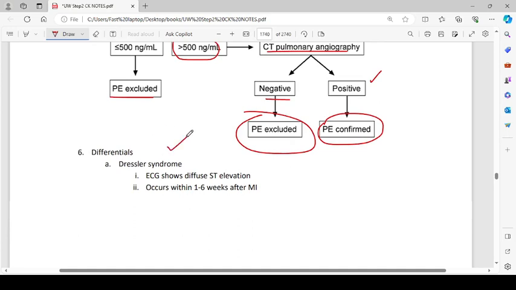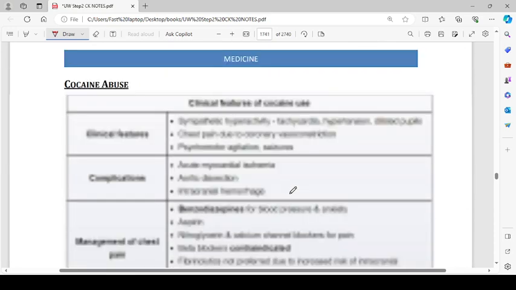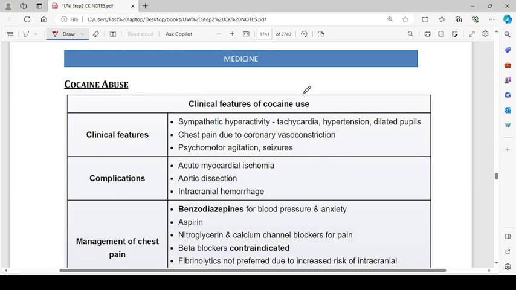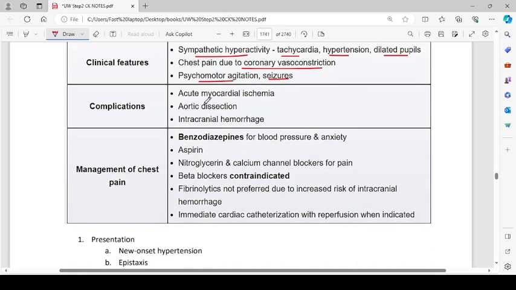Differentials include Dressler syndrome. ECG shows diffuse ST elevation and occurs within 1 to 6 weeks after the MI. Cocaine abuse. The clinical features of cocaine use include sympathetic hyperactivity, tachycardia, hypertension, and dilated pupils, chest pain due to coronary vasoconstriction, psychomotor agitation, and seizures. The complications include acute myocardial infarction, aortic dissection, and intracranial hemorrhage.